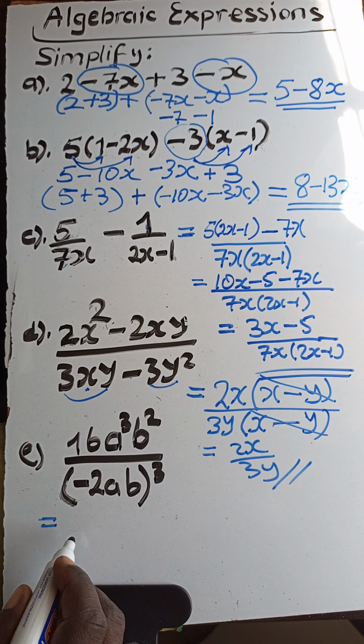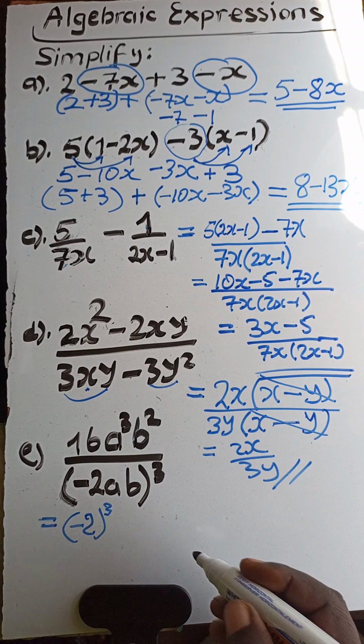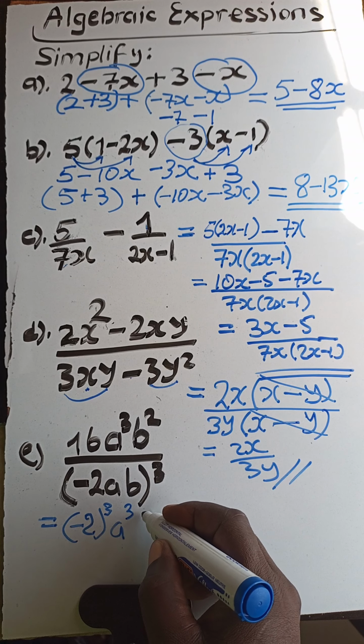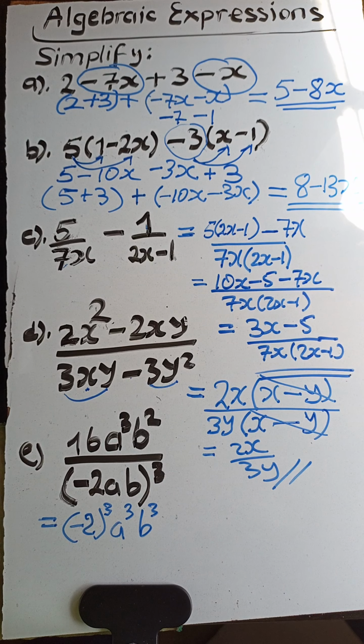And so we're going to have negative 2 cubed, a cubed, b cubed for the denominator. Okay? All right? So negative 2 cubed is negative 2 multiplied by itself 3 times. Negative times negative, positive. Positive times negative, negative. 2 times 2, 4. 4 times 2, 8. So negative 2 cubed is negative 8.